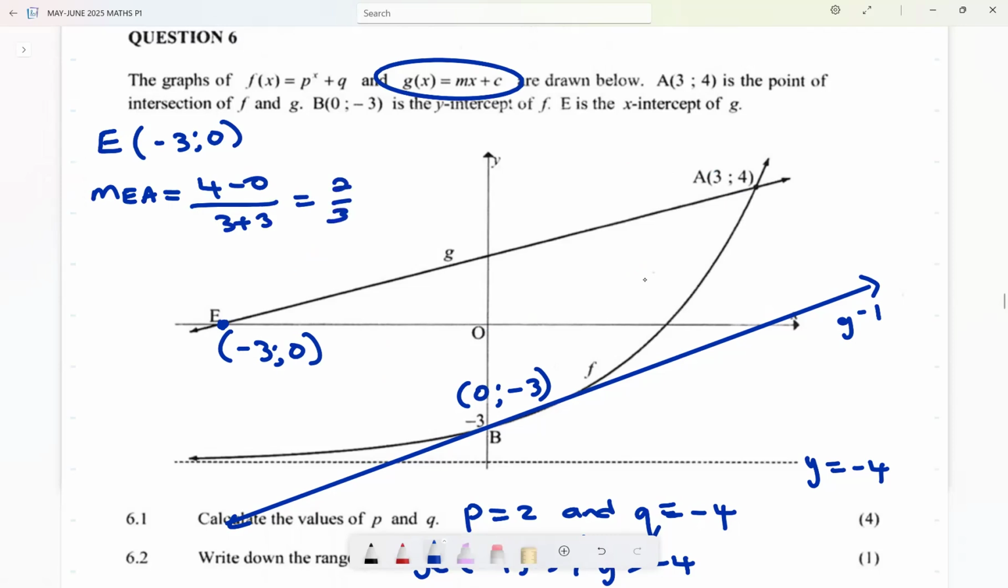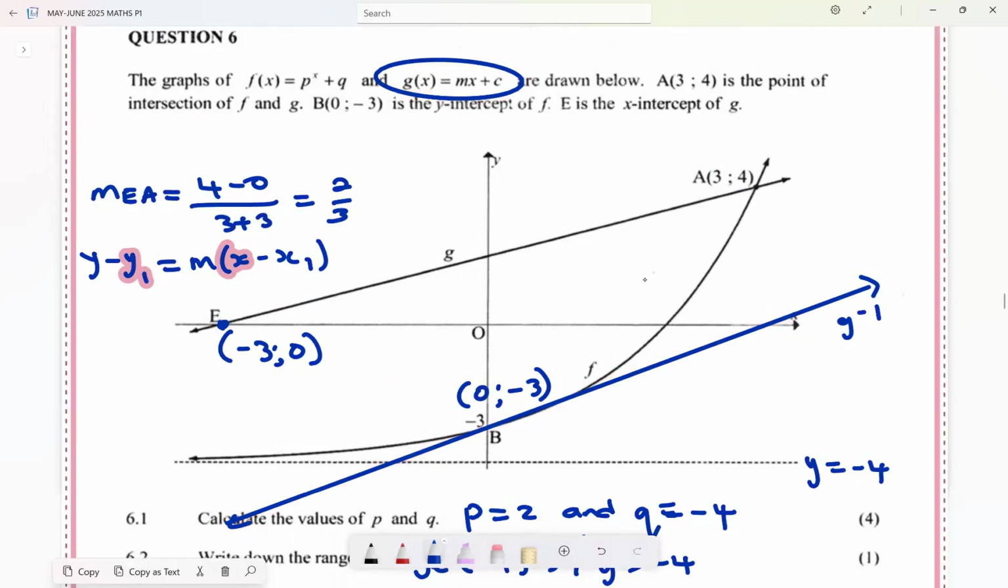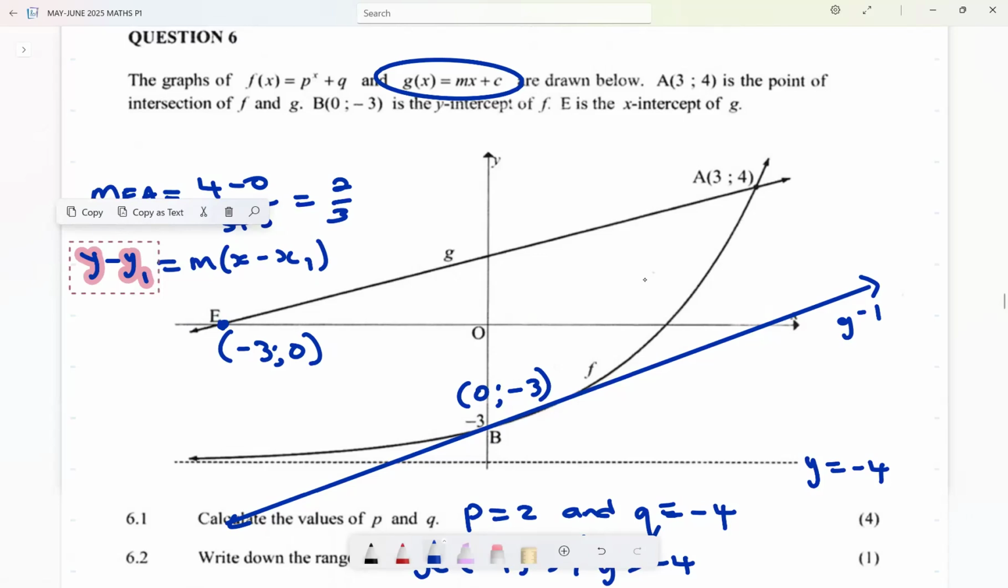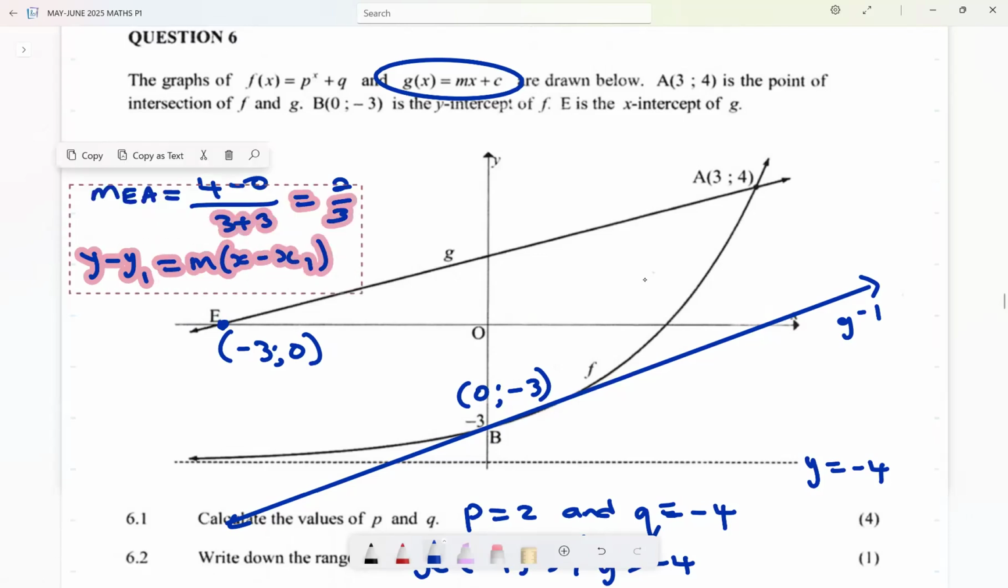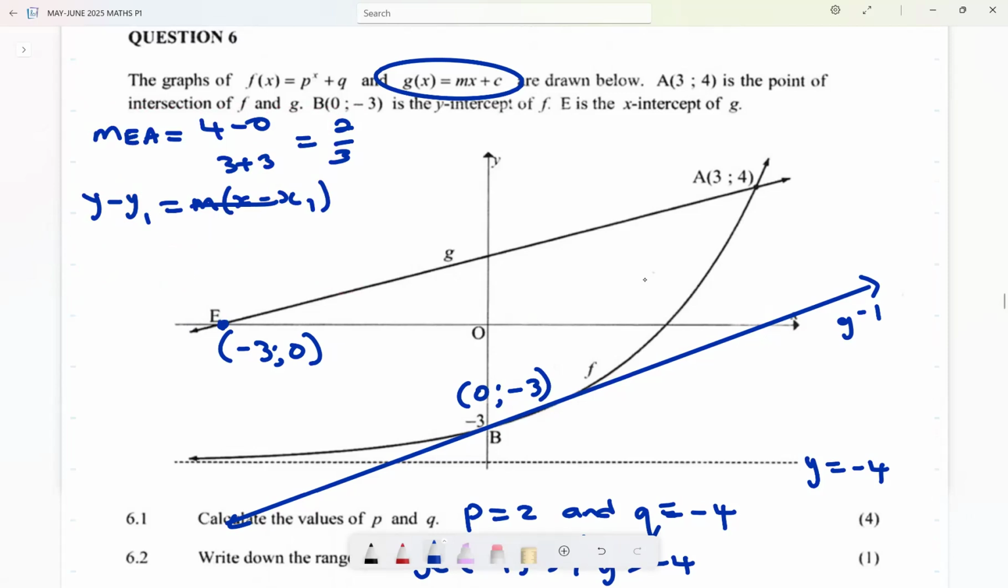And then how can I get the equation? I'll just use which point? The easier point, this one. I'm going to say y minus y1 is equal to m into x minus x1. What is y? Okay, cool. This is division.